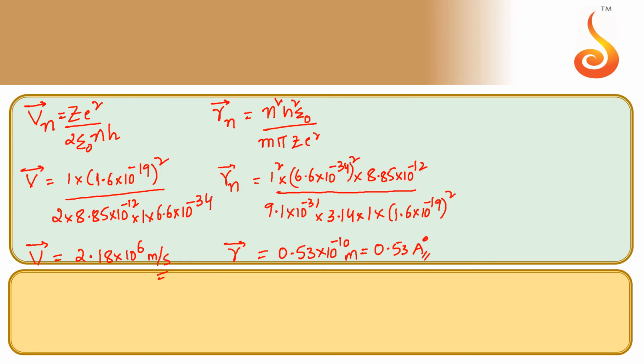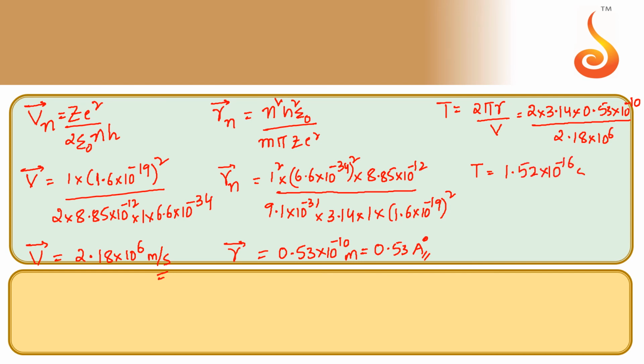We also need to calculate time period and current. So we can write time period is equal to 2 pi r by v. We know radius and we know velocity. We can substitute here. So 2 into 3.14 into radius 0.53 into 10 power minus 10 by velocity 2.18 into 10 power 6. By simplifying, time period we will get it as 1.52 into 10 power minus 16 seconds.